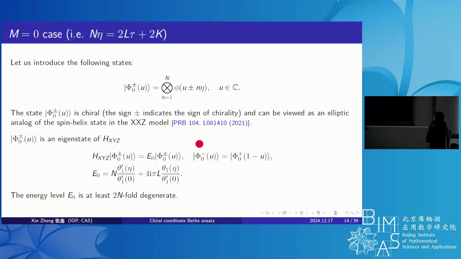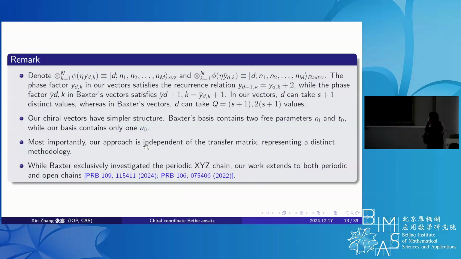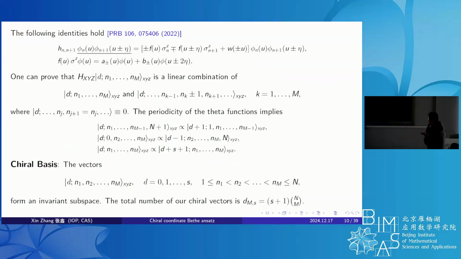So this is an elliptic analog of the spin helix state in the XXZ chain. When this condition is satisfied, we can prove that this phi 0 plus or minus of u is an eigenstate of the Hamiltonian. Here u is arbitrary. We can prove it in a very simple way, just using the first equation. All the unwanted terms are cancelled automatically under this condition, so we can only get the eigenvalue term.